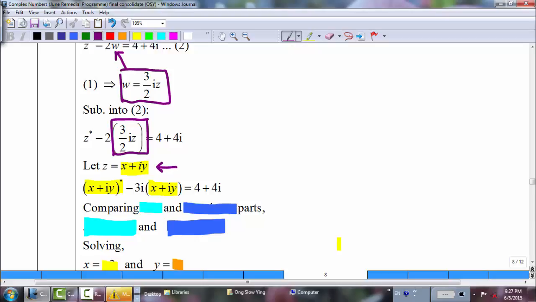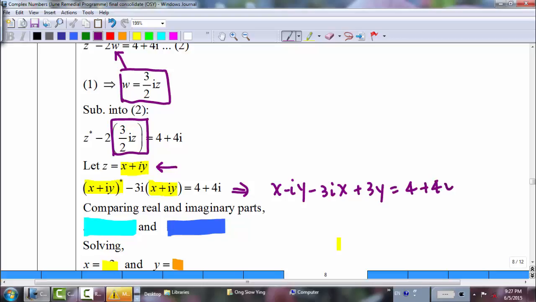Okay, so what you need to do? One equation, two unknowns. Compare the real part and imaginary part. In this particular case, you may try to simplify further before you do a comparison. For example, you just need to simplify this equation into this form. Minus 3i times x, then you multiply the minus 3i inside, it becomes plus 3y, equal to 4 plus 4i.